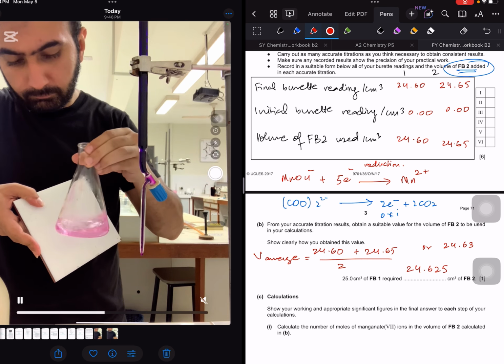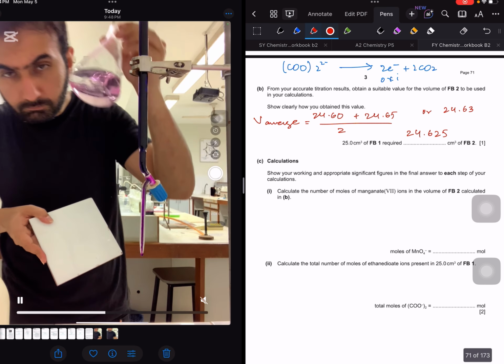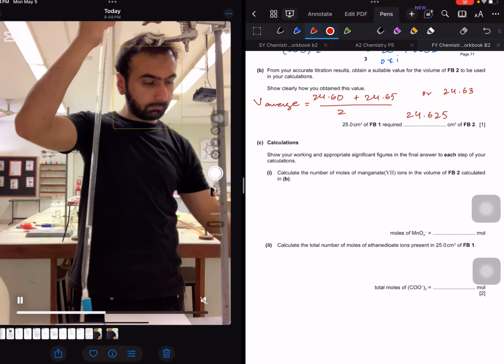So moving on, this has been done. Now let's jump on to calculation. While this person is holding his burette and the flask, we'll move ahead.